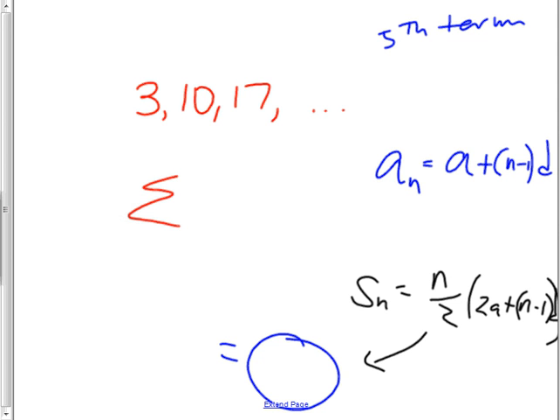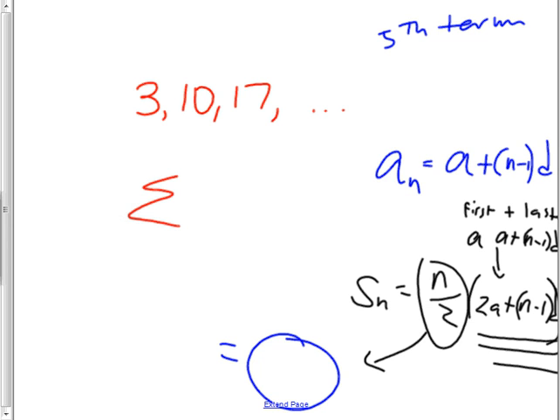In case you forgot, that's the one that little Friedrich Gauss used, where he took the first term, a, and the last term, which is a plus n minus 1 times d. This is first. This is the last term. And you add them together. And that's where this comes from. And then you take half of however many there were. That's the n divided by 2 part.